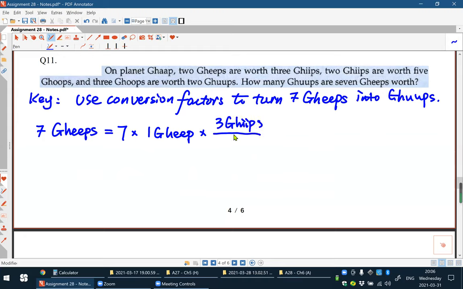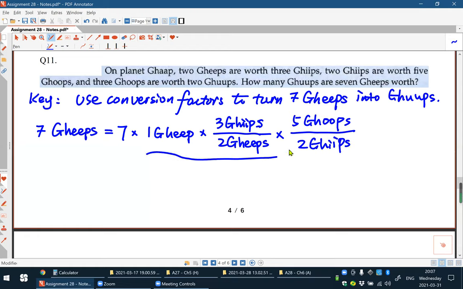3 gibbs over 2 gaps, right? So it tells us 3 gibbs is 2 gaps. So this conversion factor times 1 gap gives us how many gibbs is 1 gap, right? Okay, so next we can multiply by 5 gulps over 2 gibbs. And in this way, we can convert the value to the number of gulps there, right?